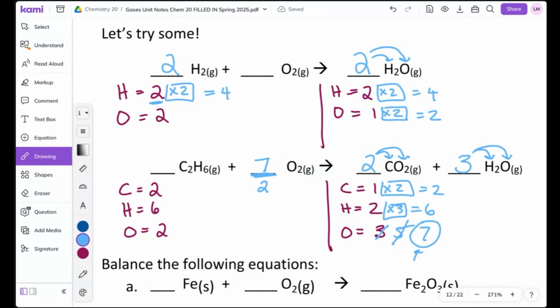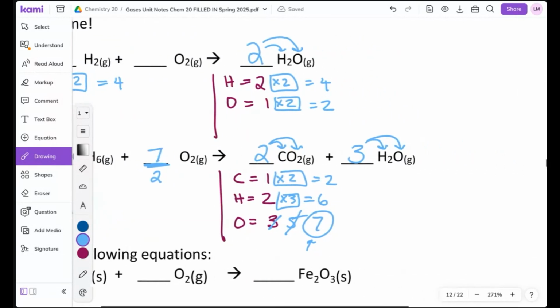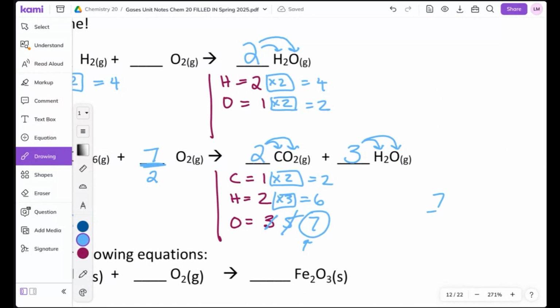Now, why does this work? Why does that give you 7 oxygens? Well, let's write this off to the side, 7 over 2 times 2. Notice we have 2 in the numerator and denominator, so that's how it equals 7.